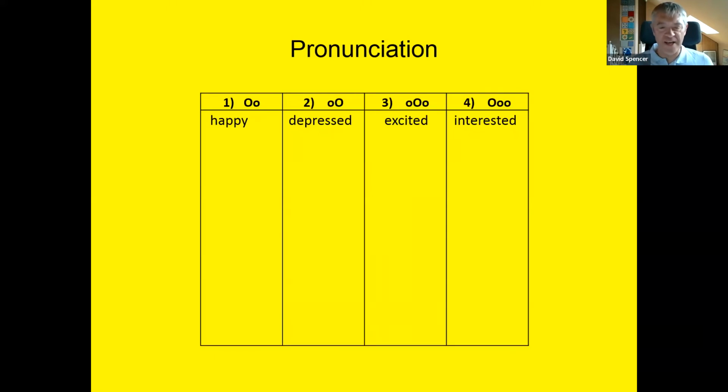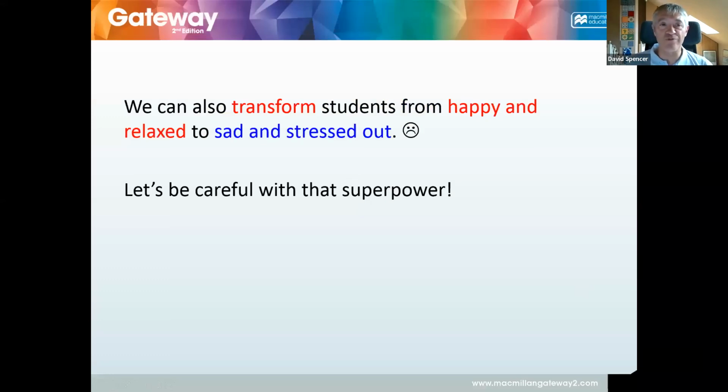So my point again is a general point that as teachers, we can get our students really excited. As teachers, we often can also make the students more focused, listening, concentrating, focusing on what they're doing. And this again is another special skill that we have. Now we're talking about superheroes. Peter Parker, okay, I'm a big Spider-Man fan. Peter Parker once said, with great power comes great responsibility, correct? We can also transform our students from happy and relaxed to sad and stressed out.